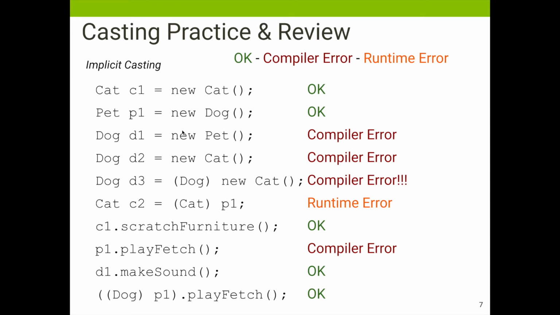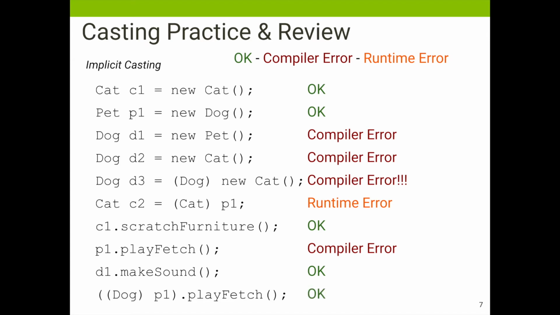At compile time, it says, hey, I know it's possible for your pet to be a dog, so I'll let that go. And once you cast P1 to a dog, then you have access to all the dog methods, so then you can play fetch. So, awesome. Yes, you could do that.